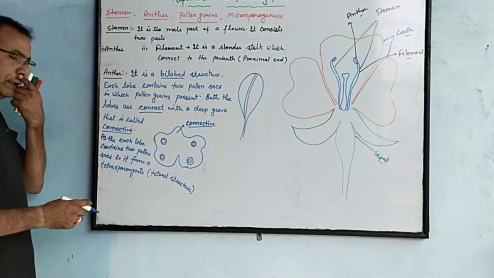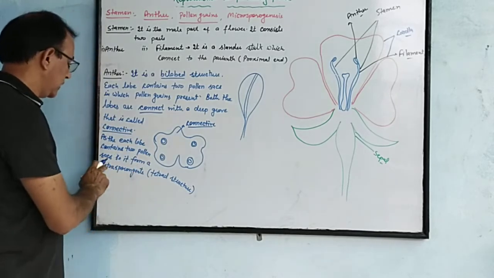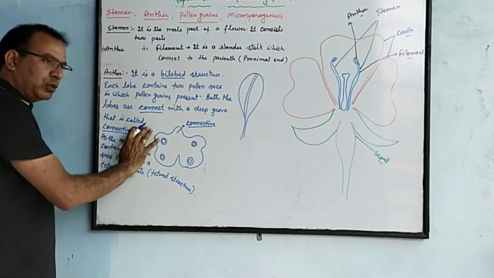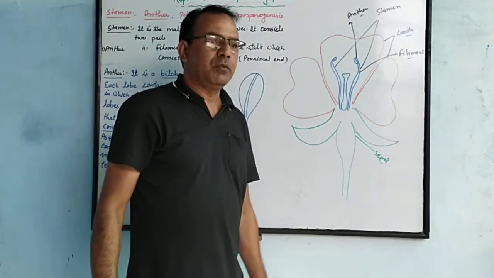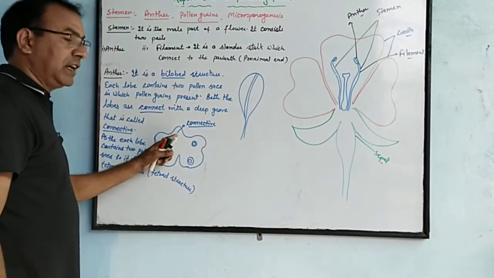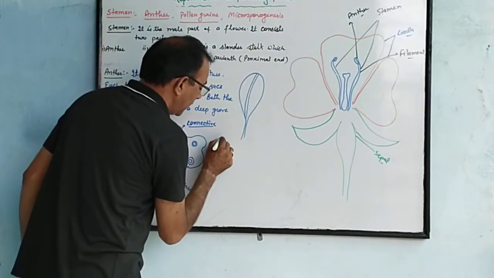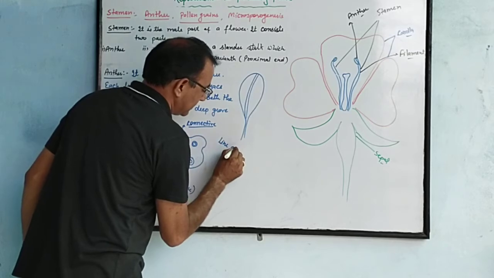Clear? Each lobe consists of two pollen sacs that form the tetrasporangiate, or you can say tetrad structure. Both the lobes are attached to each other by a special groove, that is called connective. Clear? Next one is the line of dehiscence.